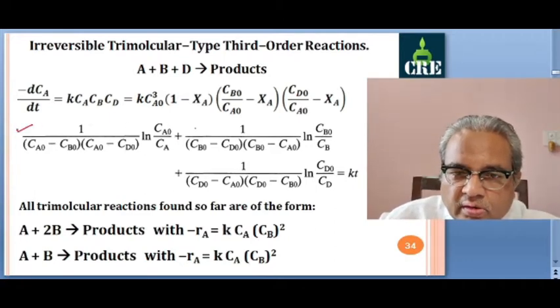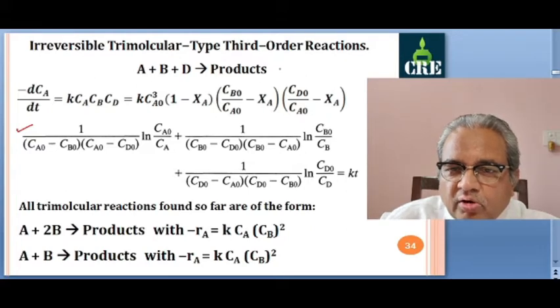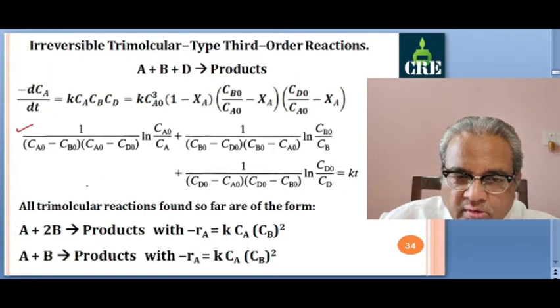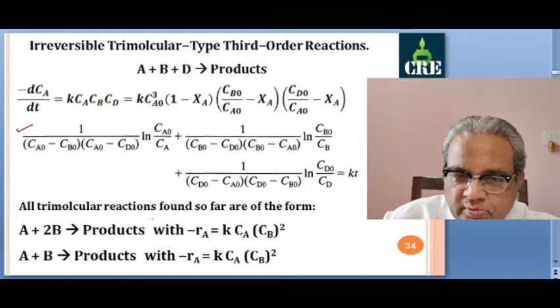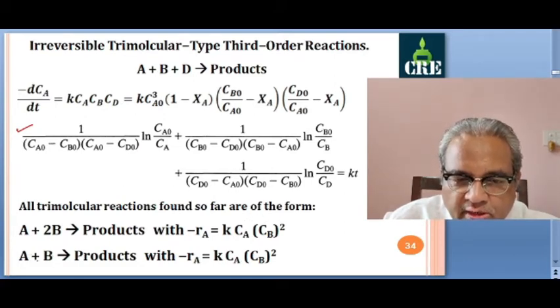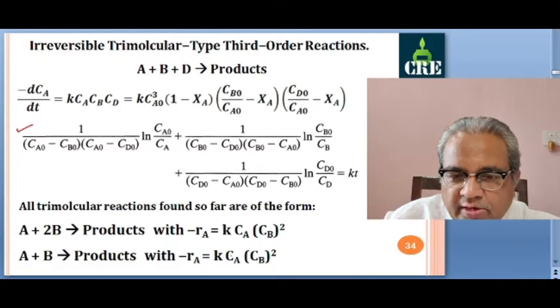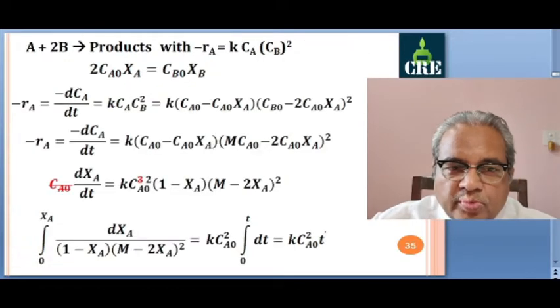But we will not come across this kind of form where three species are involved. Most of the trimolecular reactions will be of the form A plus 2B gives products, with the rate law k CA CB square. So it is second order with respect to B and first order with respect to A, and overall third order. Or A plus B with different stoichiometry, A plus B gives products. However, the rate law remains the same, first order with respect to A and second order with respect to B.